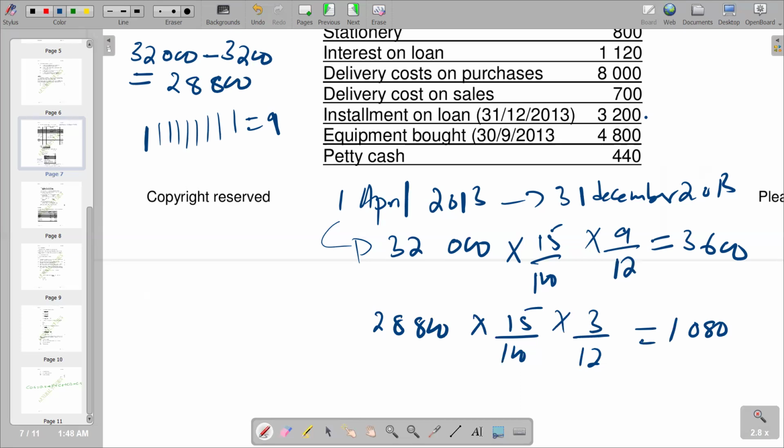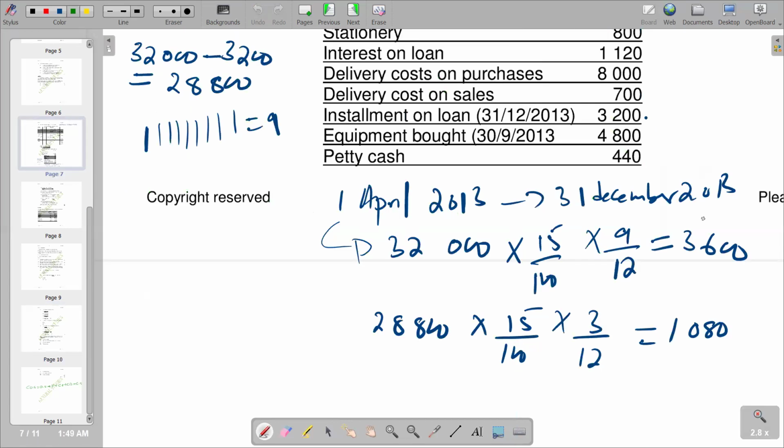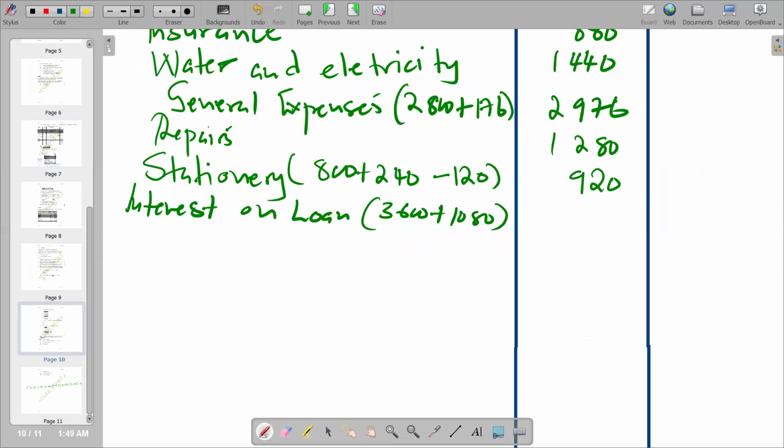Now you add 1,080 to 3,600 to get the total interest. So when we come to the other section, we are saying interest on loan, where our calculation is 3,600 plus 1,080. So we get 4,680. This is what we have on that part.